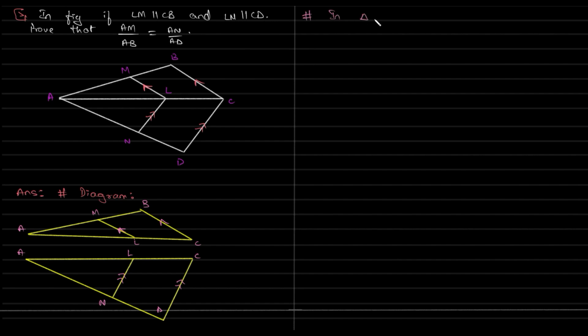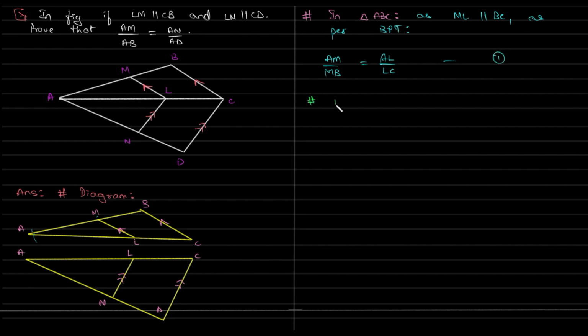In triangle ABC, ML is parallel to BC, right? As per BPT, we can tell that AM by MB is equal to AL by LC. We'll call this equation 1.